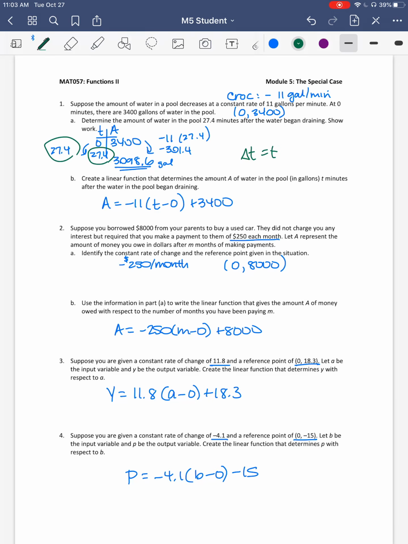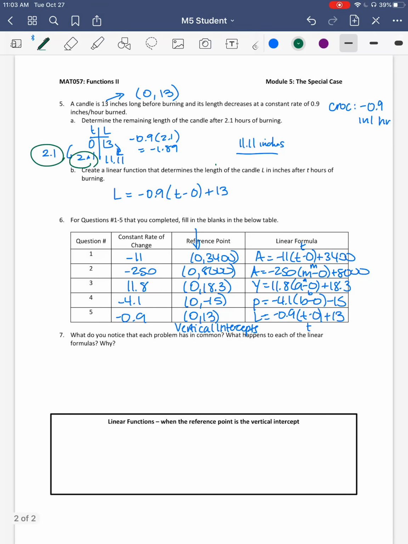So in this case, the change in t was the same as t because we were changing from 0. And that's the same thing here. The change in t is the same as t because we're changing from 0. And so I would say, what do they all have in common? The reference point is the vertical intercept. Now, it's always going to be 0 comma something. A lot of times we use the letter B to represent my vertical intercept. And in each of my cases, when my reference point is my vertical intercept, my formula can be simplified.